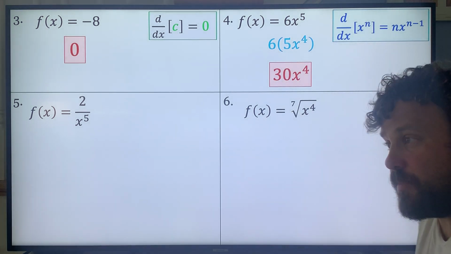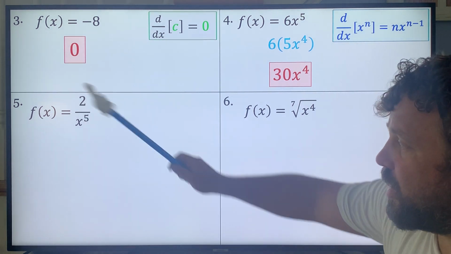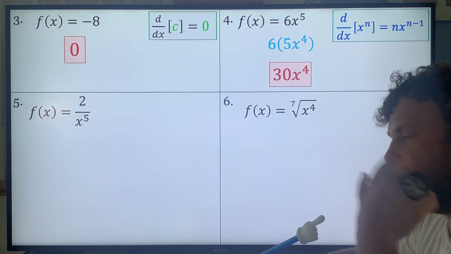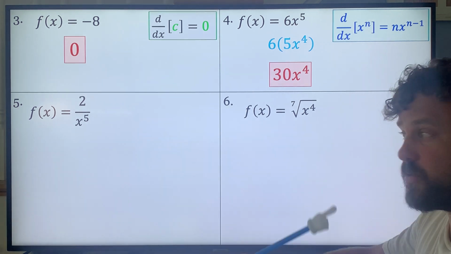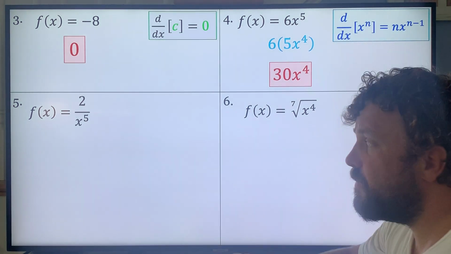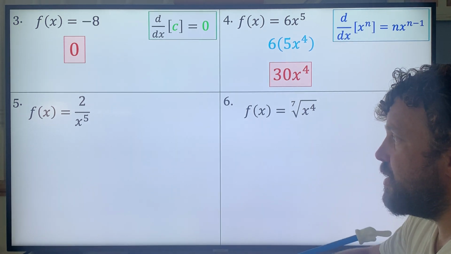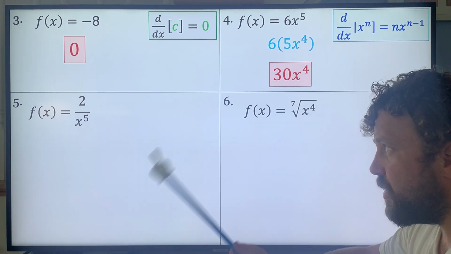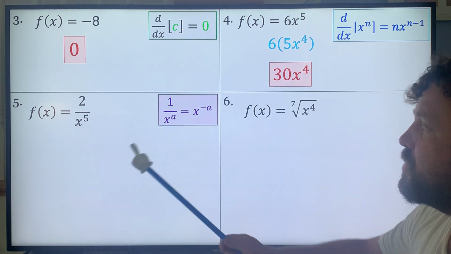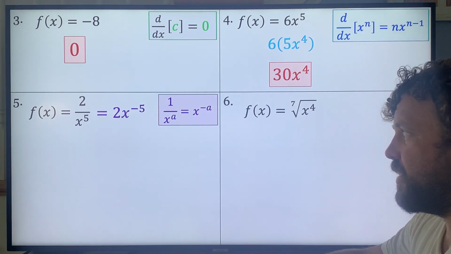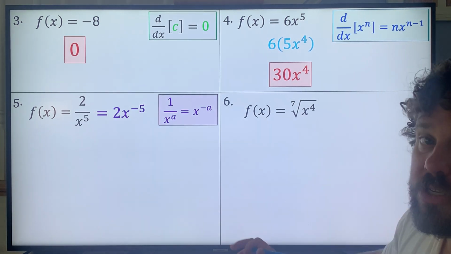Right? Sometimes you have to rewrite these. You never want to have it on the denominator because you guys don't know the quotient rule yet. We'll learn that next week. What you do here, very simple. Anytime you have a number over something to a power, that power becomes negative. So this just becomes 2x to the negative 5. Same exact equation, just written differently.